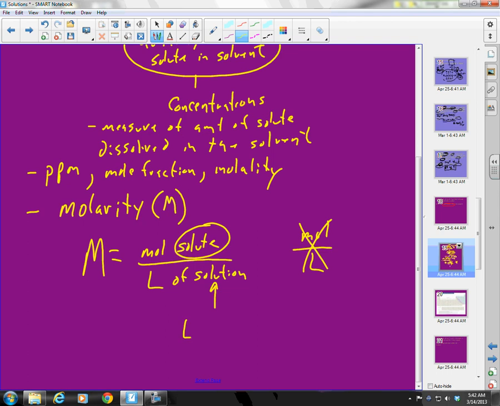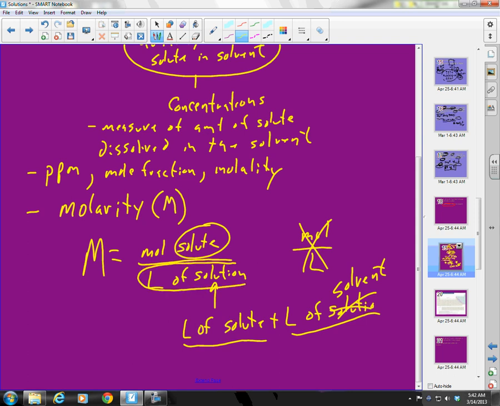Well, that means the liters of solute plus the liters of solvent. Normally, our liters of solute is small, but not always. And sometimes, when I add my solute to the solvent, the volume actually decreases instead of increases. And so we have to figure out the liters of total solution, and that's what we use in our denominator. Got it? Okay, here we go.